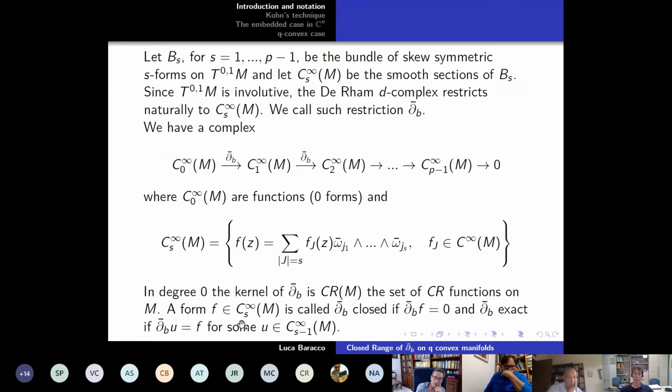Now, many problems in CR geometry reduce to solving a D bar B problem, and the right setting for solving or for studying the D bar B system is the L2 setting.